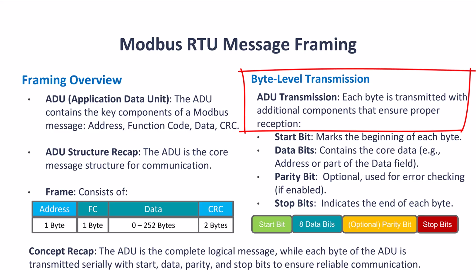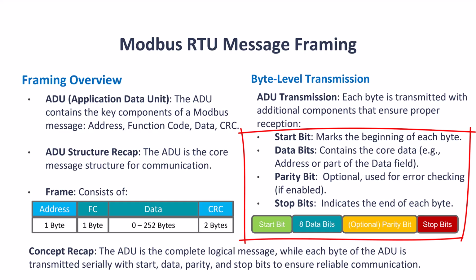In Modbus RTU, each of these framed bytes is referred to as a character. For each character, we begin with the start bit, which marks the beginning of the byte. Then we have the data bits, which hold the actual content, such as an address or part of the data field. An optional parity bit can be included for simple error detection. And finally, we have stop bits, 1 or 2, to signal the end of the byte. These framing components help ensure that each byte is recognized and processed correctly by the receiver. They're set up in our UART configuration, which handles the physical level transmission for Modbus RTU.